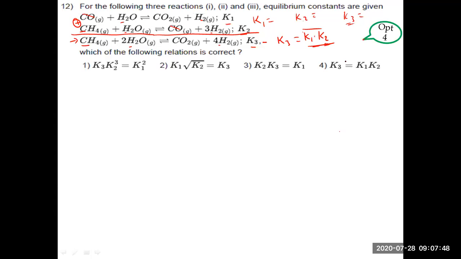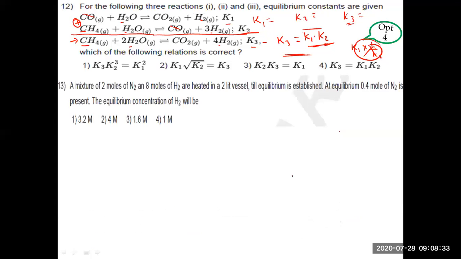Is it okay? So let's say equation 2 were to be reversed: methane and water on the right hand side, CO and 3H2 on the left hand side. Then to get the third equation, what would you do? You reverse the second equation and then add. Correct, no? When you reverse the second equation, it becomes 1 by K2. So reversing makes 1 by K2. Then K1 should be multiplied with 1 by K2, like that. That is only when the reverse is given. I think you have understood. No problem. This is somehow an easy way of doing it. So option 4 is the answer.